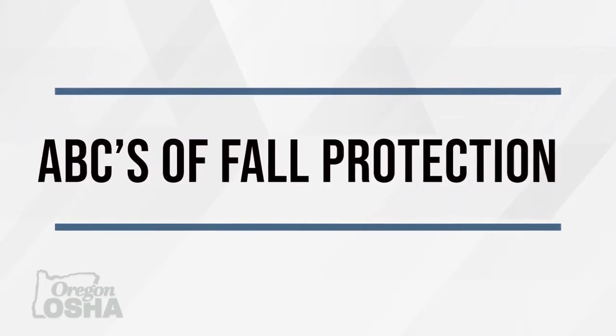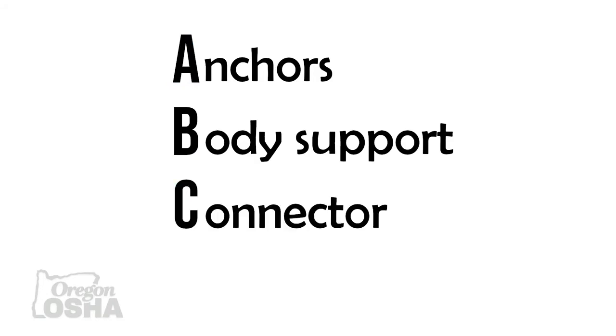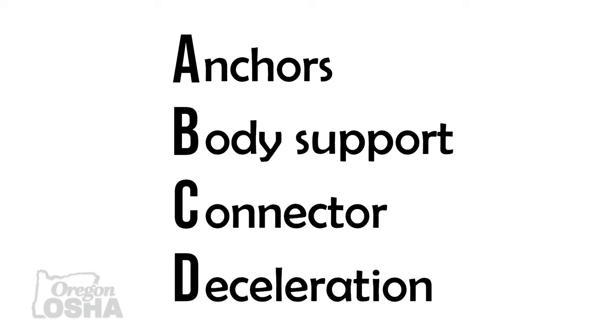Fall protection systems. Let's look at some component definitions. We'll begin with the ABCs of active fall protection. That's anchors, body support, and connecting devices. We'll also look at deceleration devices, so it's more like the ABCDs of fall protection.